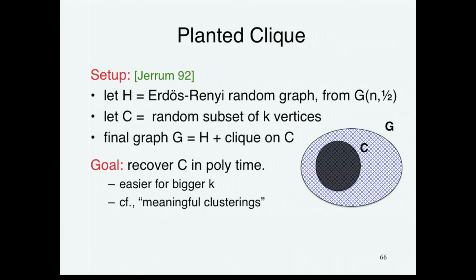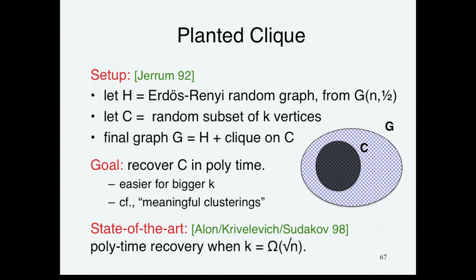So this problem is only going to get easier as we take k bigger and bigger, right? The bigger the planted clique, the easier you're going to be able to find it. So you can ask questions like, how big do we have to take k before the clique problem becomes polynomial time solvable? So what's the state of the art? The state of the art by Alon, Krivelevich and Sudakov shows that if the clique is at least a constant times root n, where n is the number of vertices, then there is a polynomial time algorithm that finds it. Okay? So that's an old positive result.